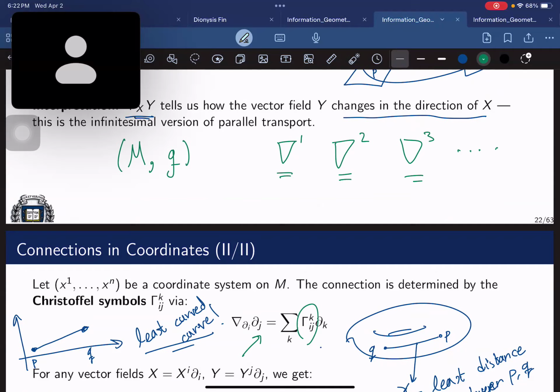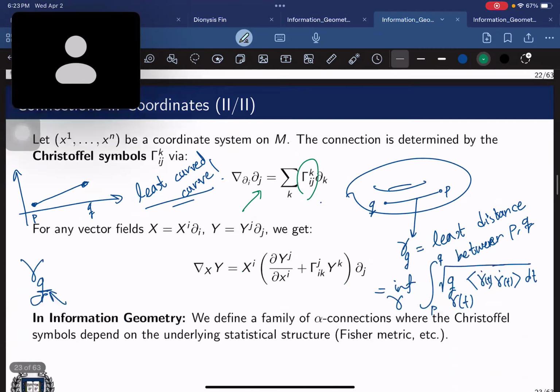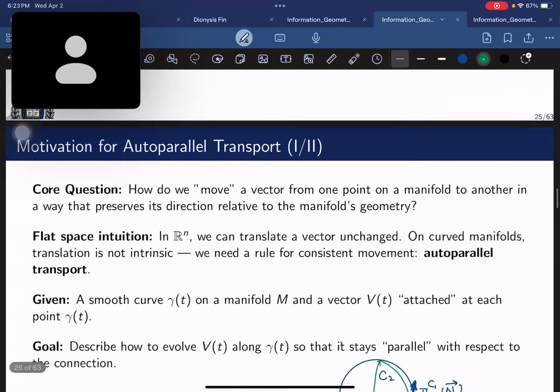Each connection means one thing, but after this session, we'll see which one is more important and what is the relation. I haven't yet discussed the relationship between the affine connections and the Riemannian geometry. That's for the first question. Did I answer your question? Yes, thank you. Okay.